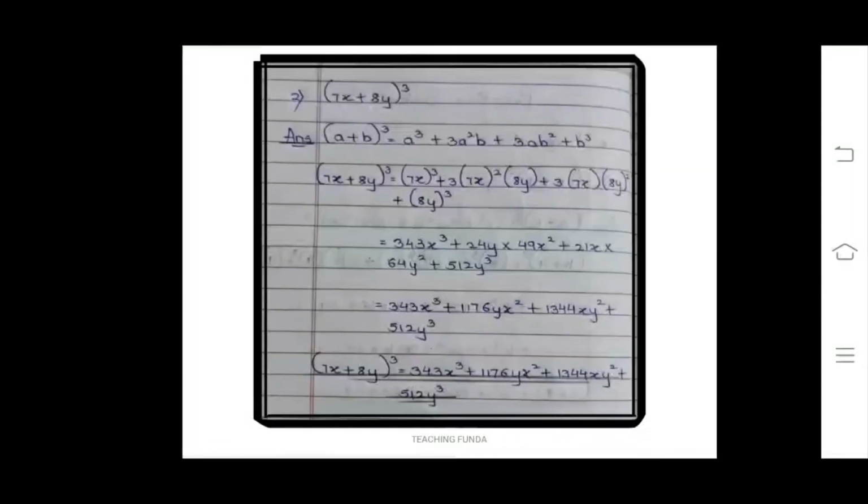Now second sum is (7x + 8y)^3. Okay, again you have to use the same formula. First term cube, last term, second term cube, plus 3 into first term square into second term, plus 3 into first term into square of second term. First term is what, student, here? 7x.